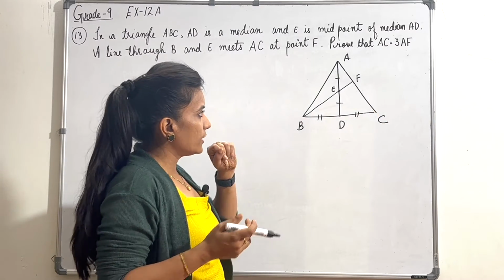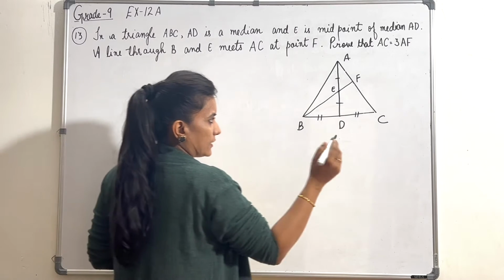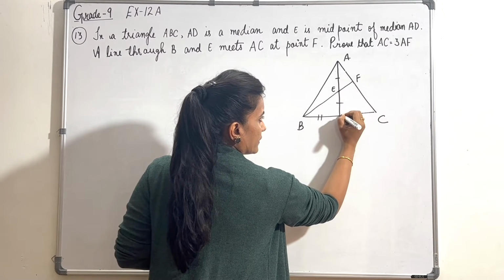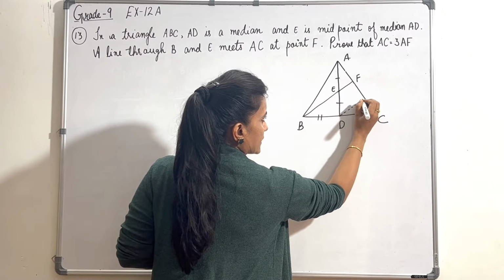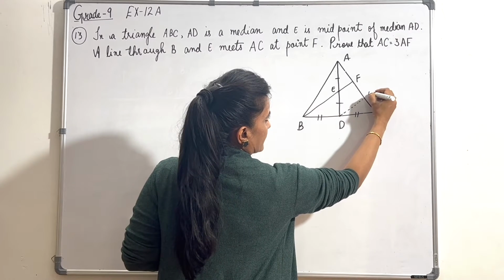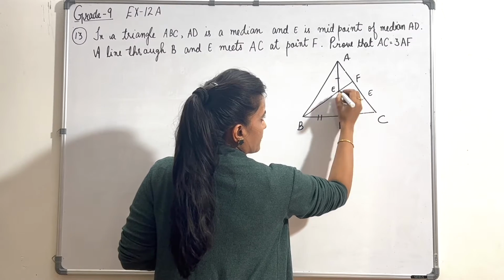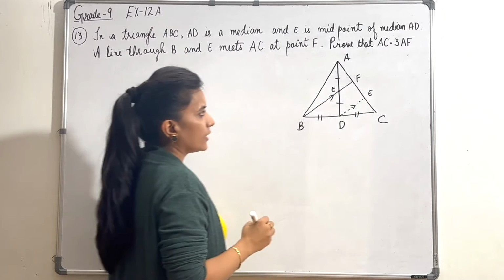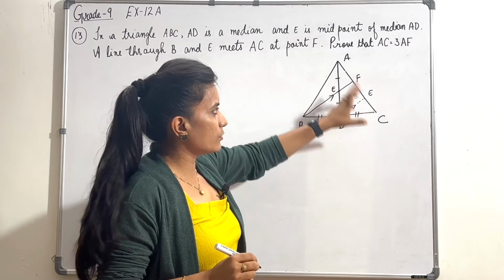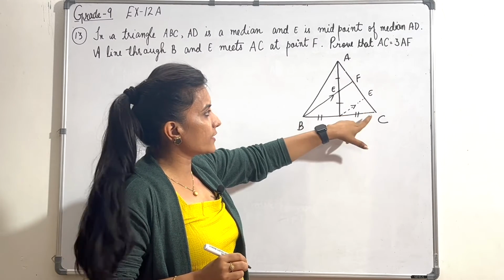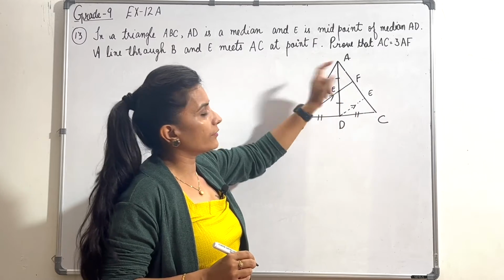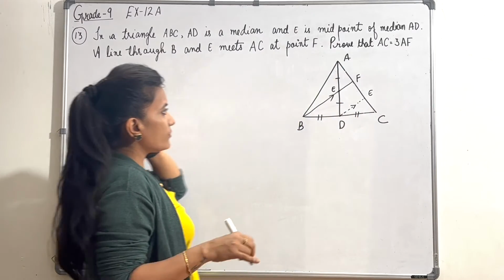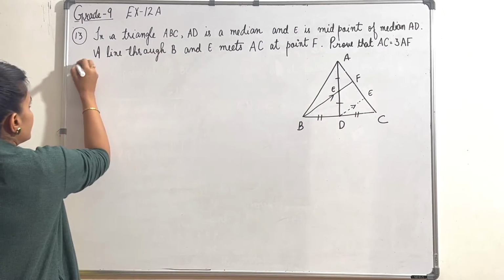So for that you have to construct a line parallel from D. Let's say this is DE. So DE is parallel to BF. Now you can see, if you show that the line is getting trisected, it becomes very easy to show that AC is 3 times AF. Okay, so let's first write down what is given here.